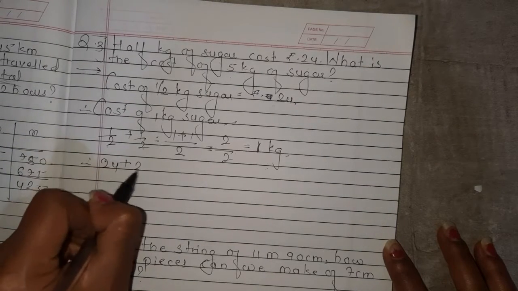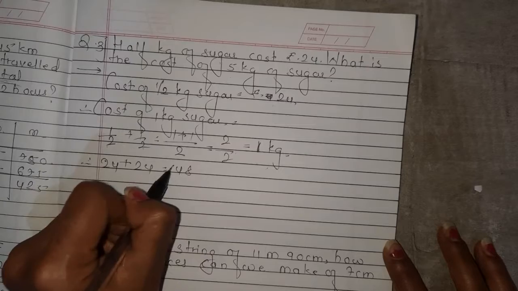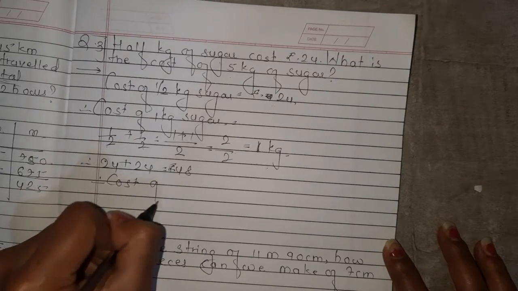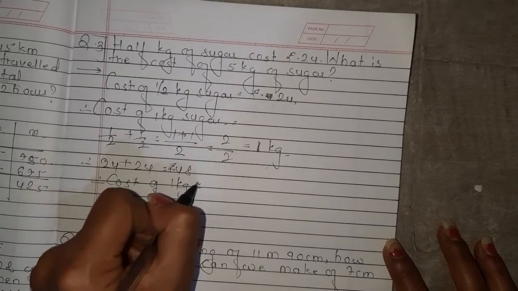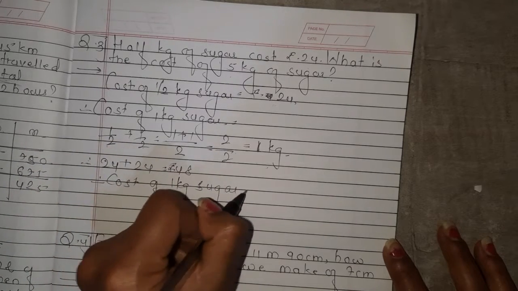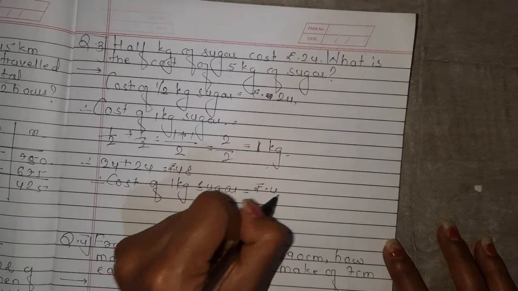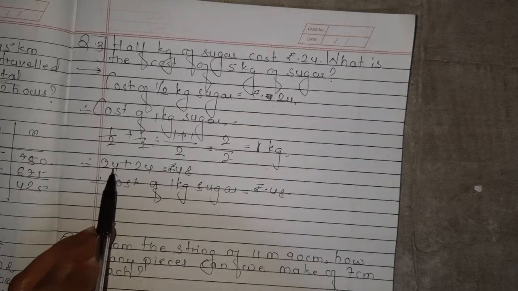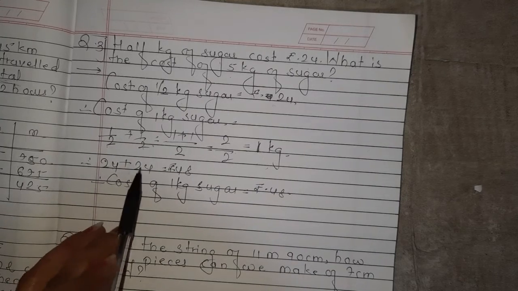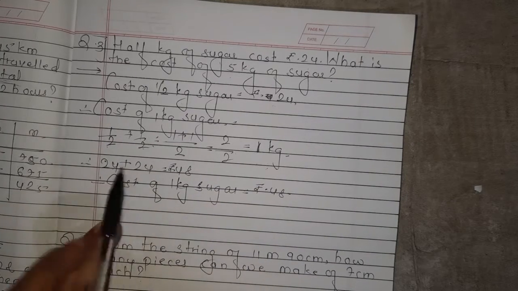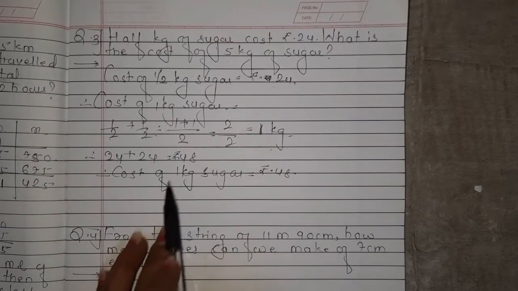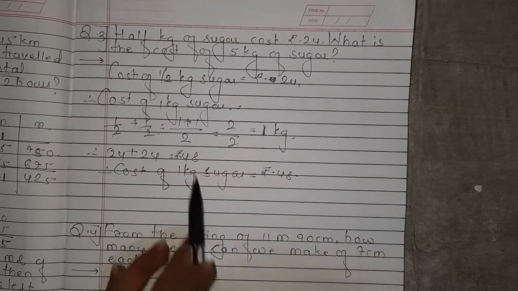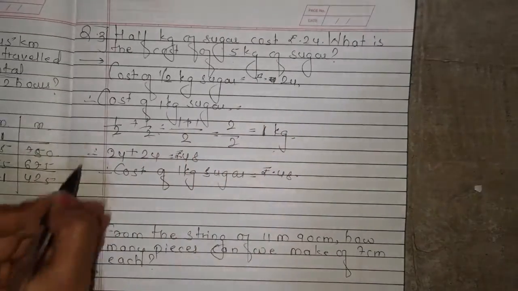Therefore 24 plus 24, 48. Okay, so therefore the cost of 1 kg sugar is rupees 48. Okay, half plus half 1. Similarly, cost of half 24 plus cost of half 24. 24 plus 24, 48. We got the cost of 1 kg sugar as rupees 48. From this we can find out the cost of 5 kg sugar.